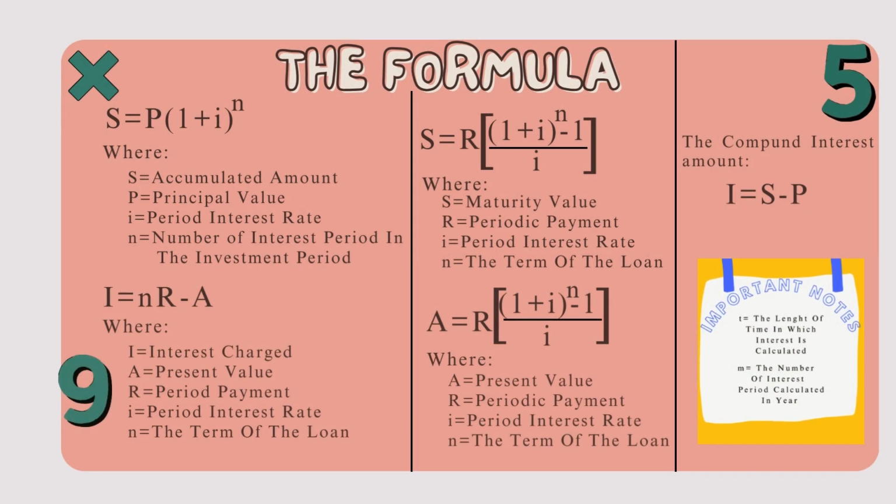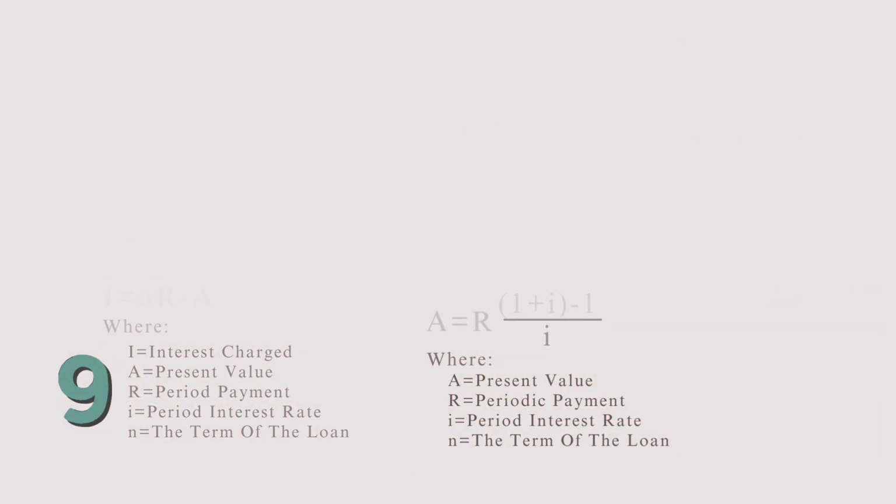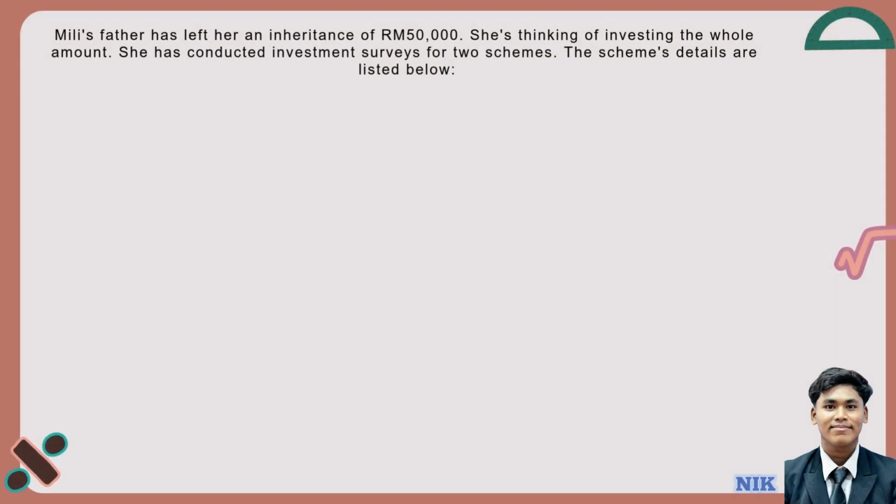This formula is used in the topic compound interest and annuity. Case study 1. Millie's father has left her an inheritance of 50,000 ringgit. She's thinking of investing the whole amount. She has conducted investment surveys for 2 schemes. The scheme details are listed below.